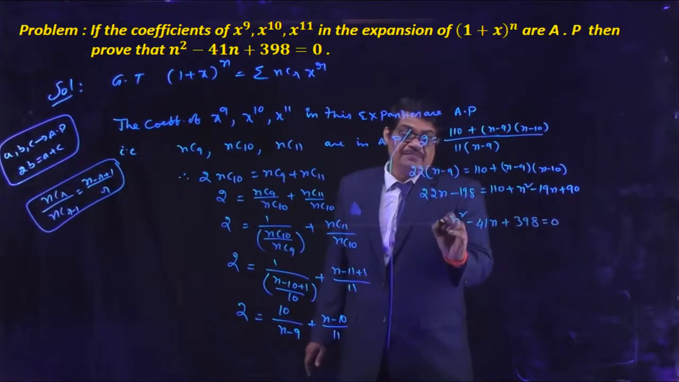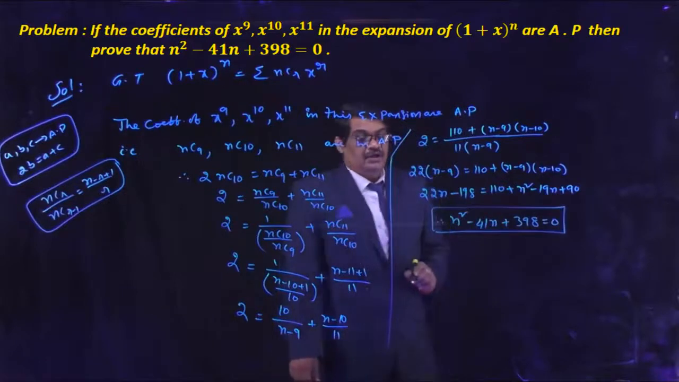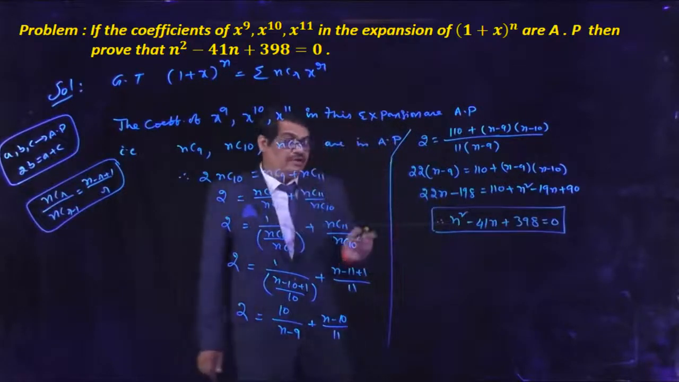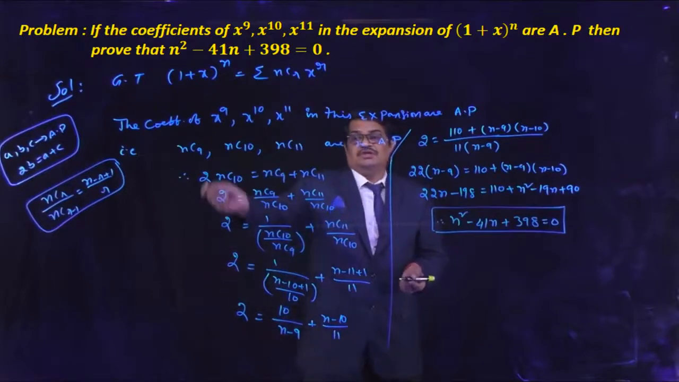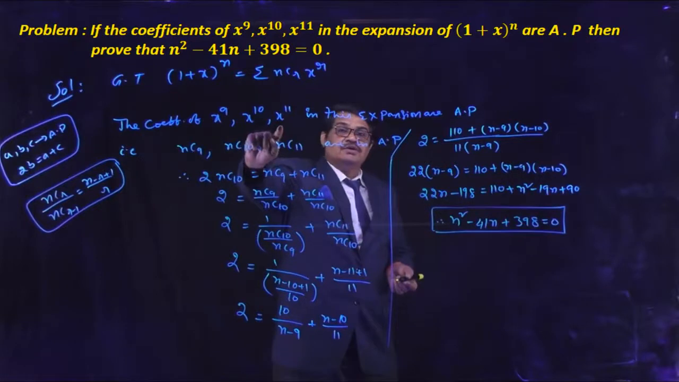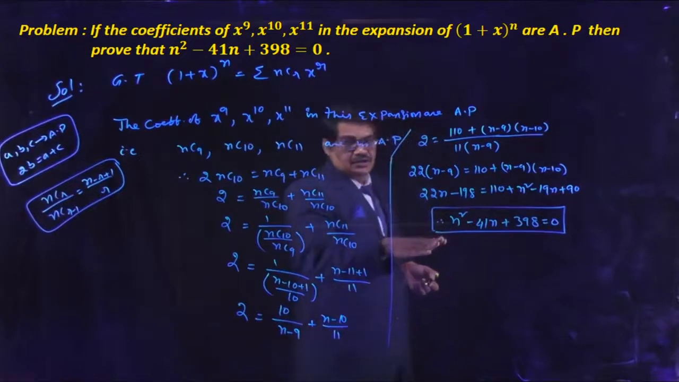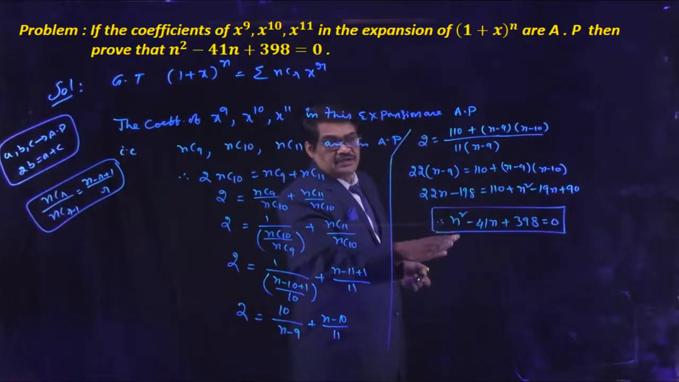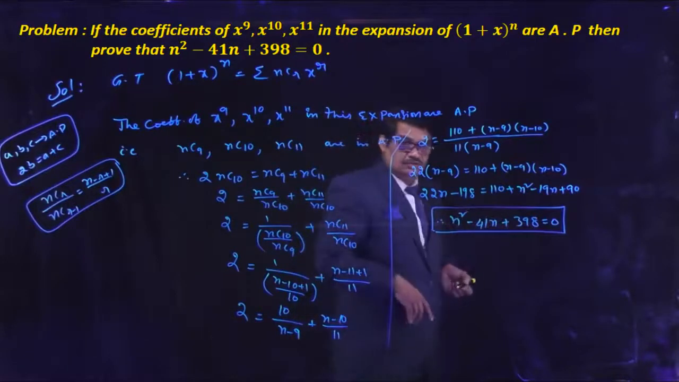Now this is the required result. We are getting here n square minus 41n plus 398 is equal to 0. So these are the coefficients x power 9, x power 10, x power 11. These are the coefficients in this expansion are in AP. Then we are getting the result in n, that is n square minus 41n plus 398 is equal to 0.